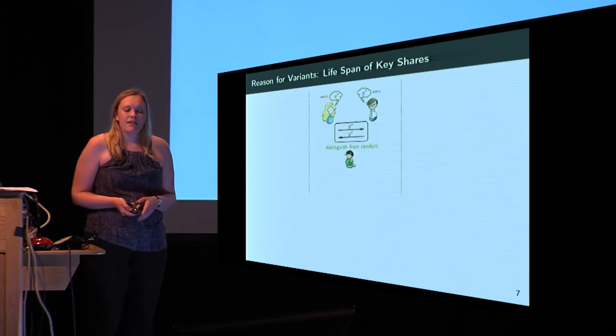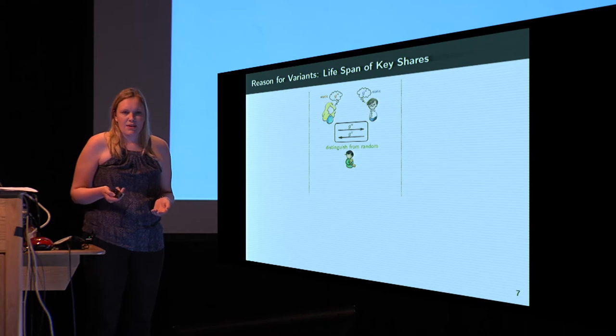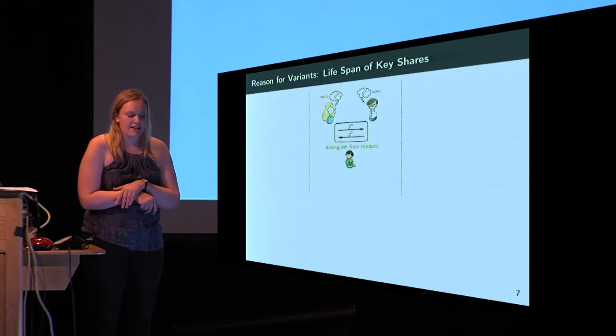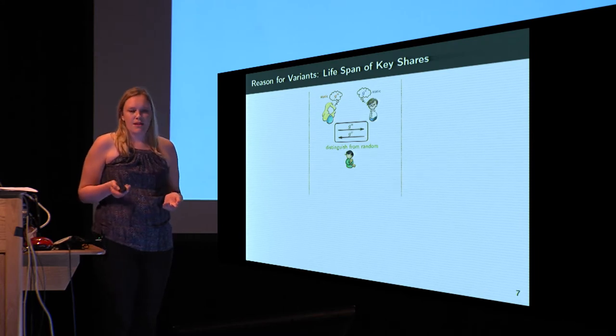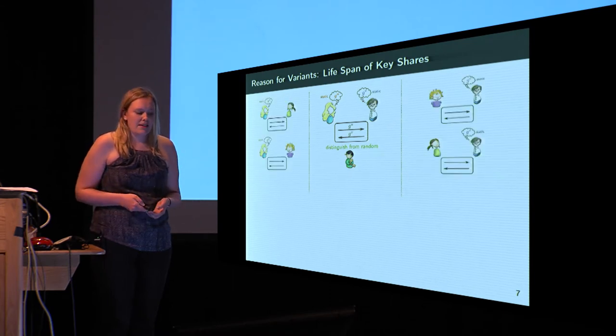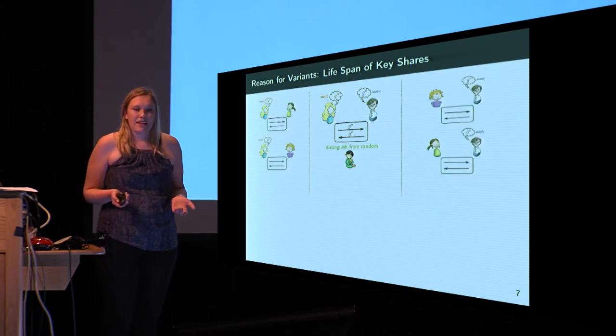So we had our key exchange between Alice and Bob, and the resulting session key is supposed to be distinguished by the adversary from random. For the sake of the argument right now, let's assume that both Alice and Bob have static keys. So they reuse these keys whenever they're talking to other parties. So the situation is something like this, right?